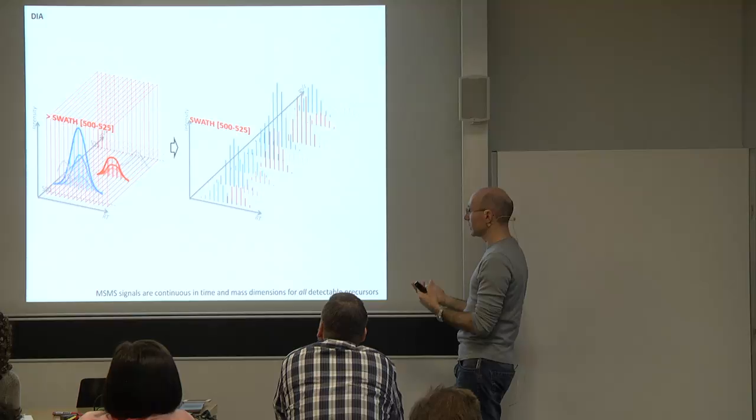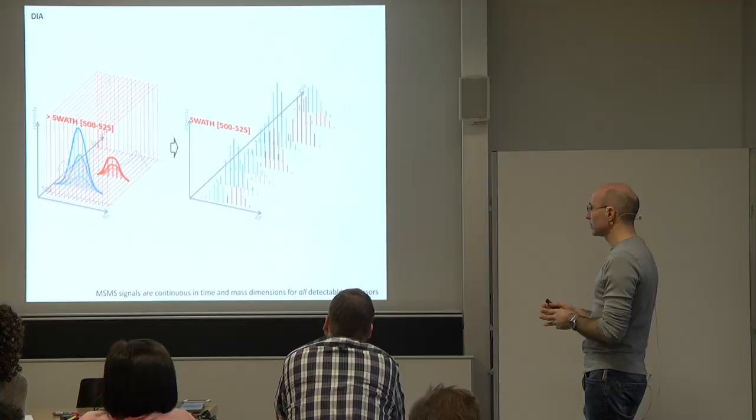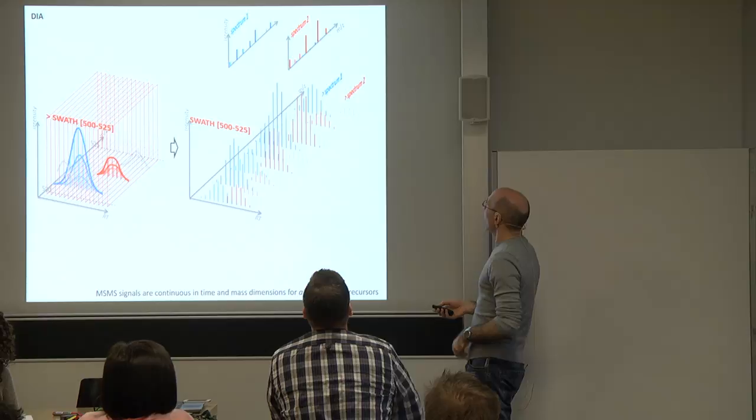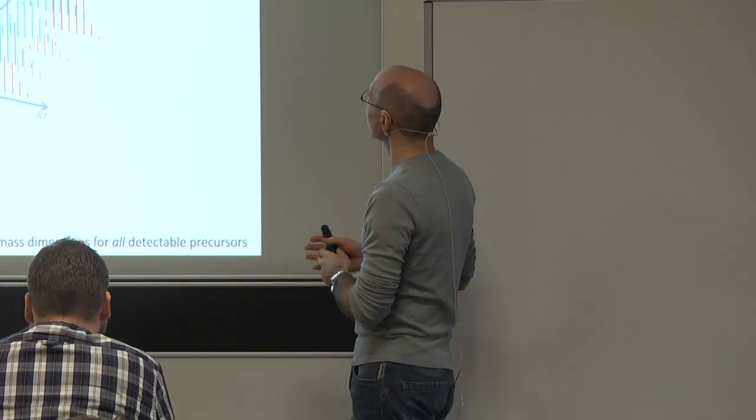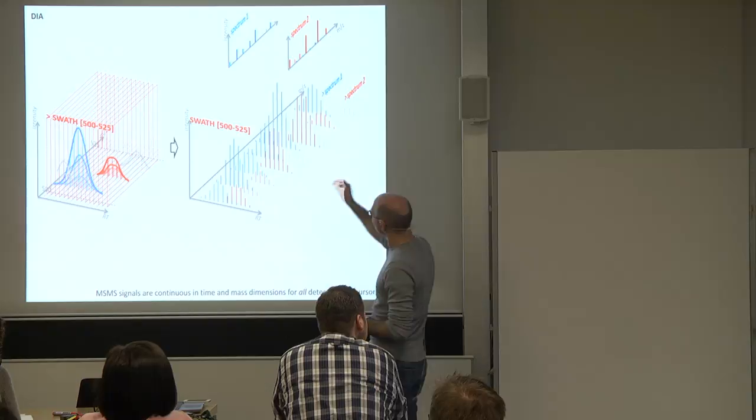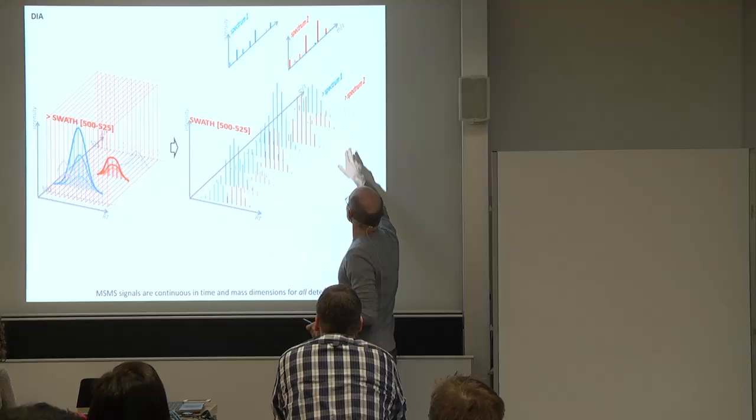And the big advantage about this is that the MS/MS signals are continuous in time and in mass, and they are recorded for all detectable precursors. And as you can see now, because this data is so data rich, you can think of analyzing it in every possible dimension. So what people have tried, as I will show you in the next couple of slides, is to analyze it in a spectrum dimension. For example, you can pick this spectrum here, this picture above, and try to identify what's underneath.